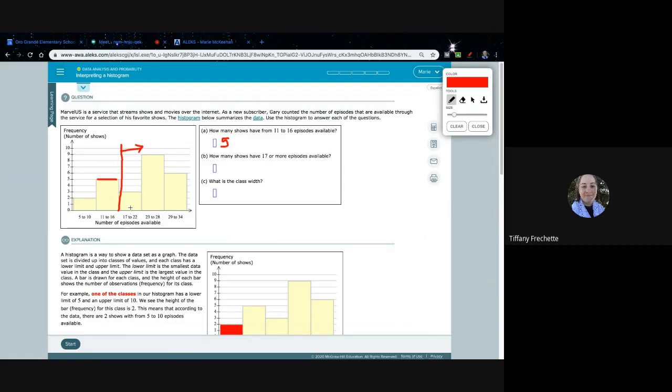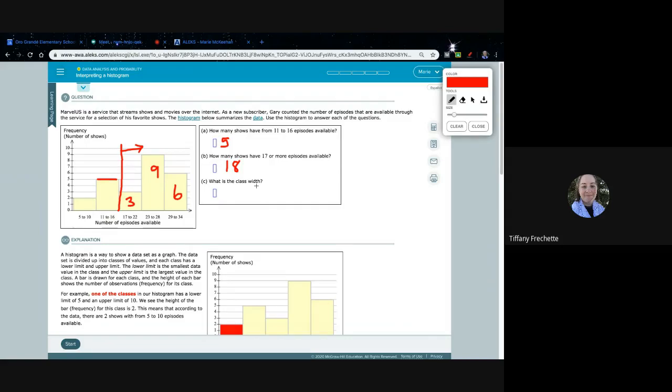So I need to figure out how many are on this bar graph. I have 3. In this bar, I have 9. And I'm just going to the top here and looking over and seeing where they land. And then in this bar, I have 6. So I have to add them all together. And I get 18 because 3 plus 9 plus 6 is 18. All right. Now I have, what is the class width?